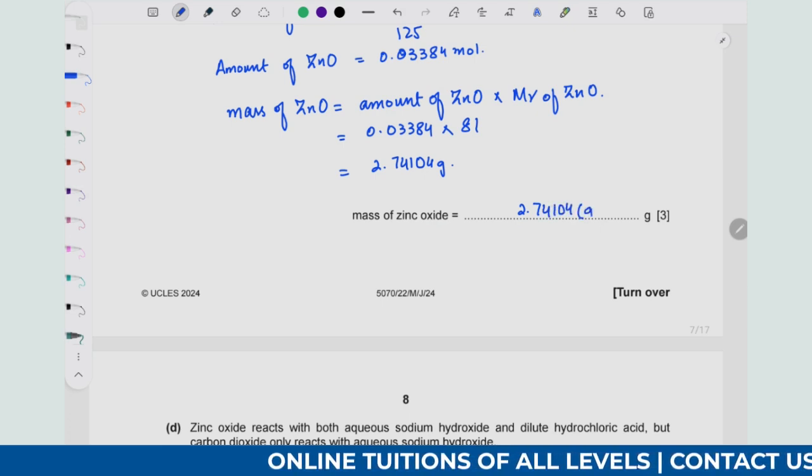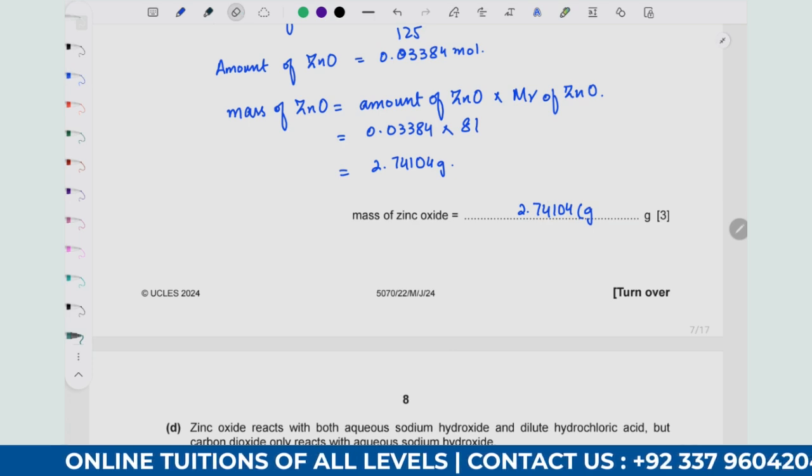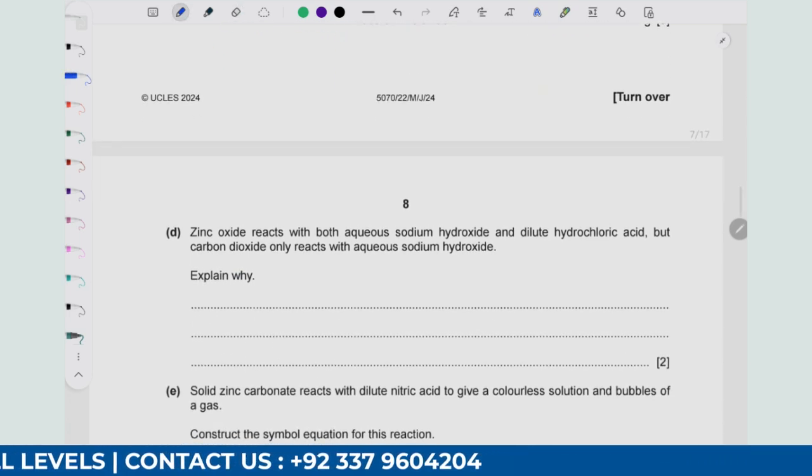2.74104 grams. It is already given. That would be all.